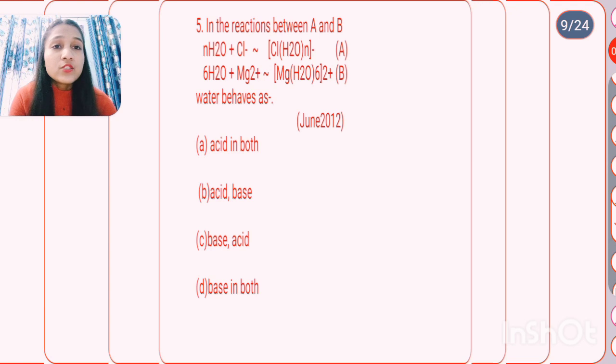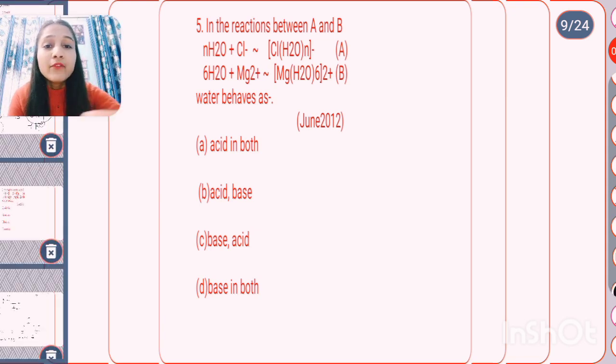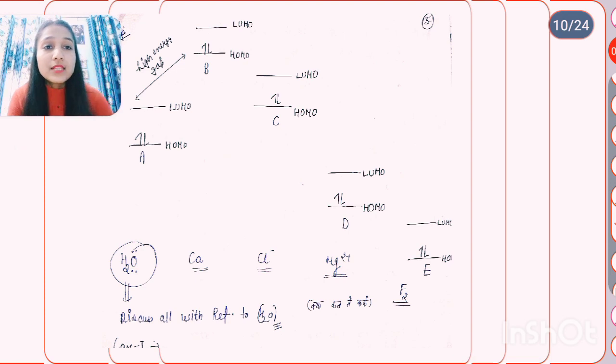So here with our next question, in the reaction between A and B, these two reactions are given, water behaves as. So you have to tell the behavior of water in these two reactions. For this type of questions we have a simple explanation, that is you have these energy level diagrams.